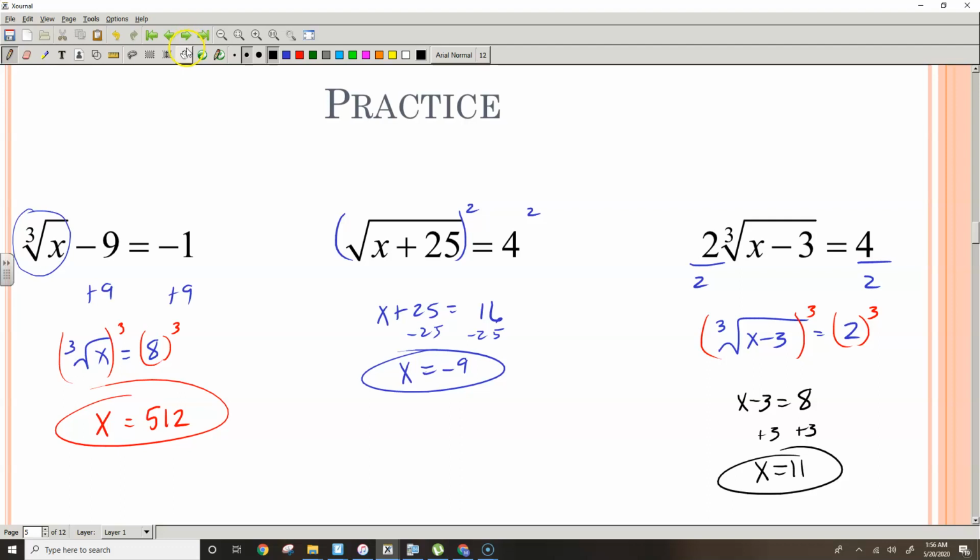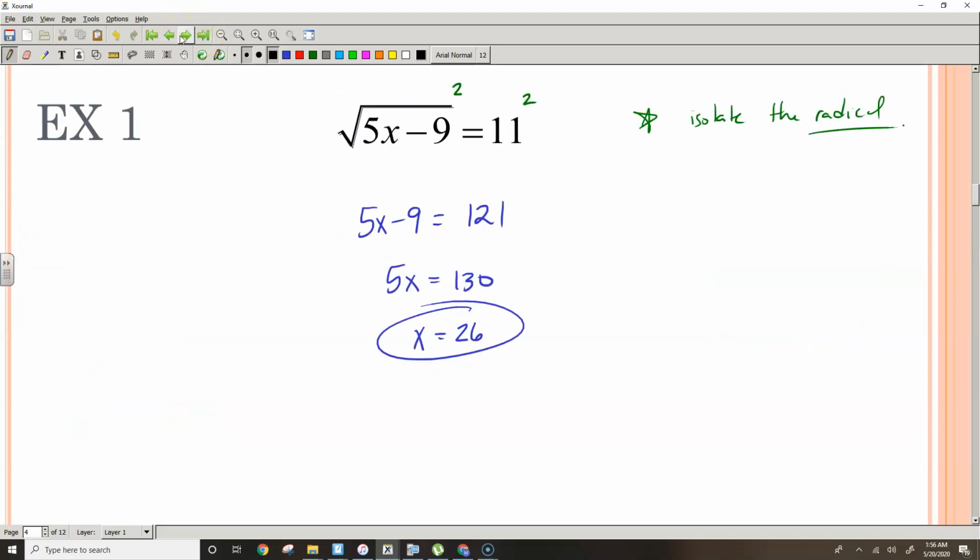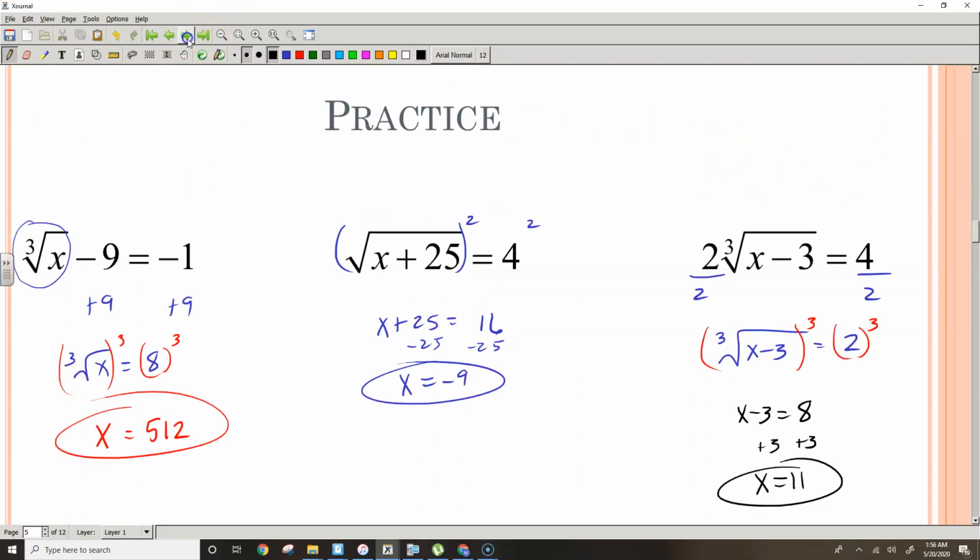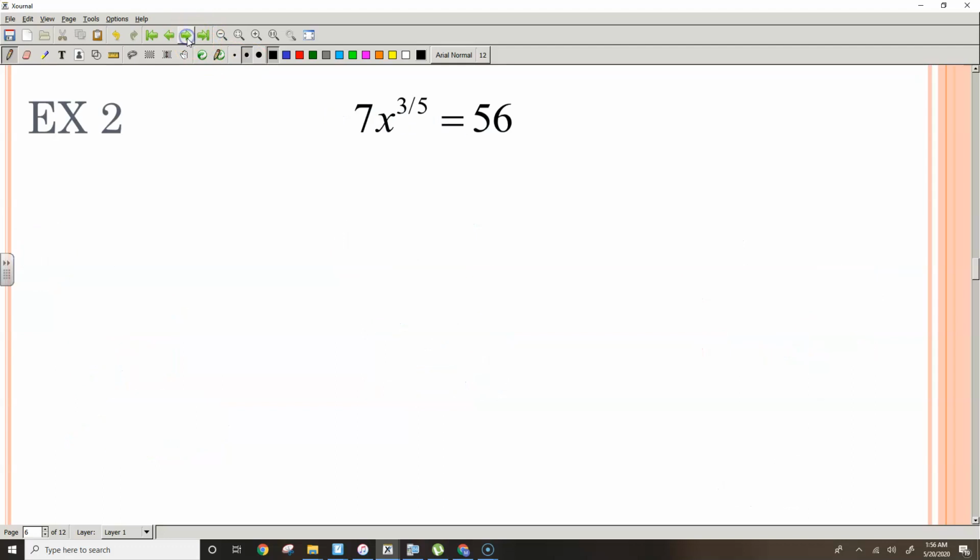And I think we've done these types of equations, or at least a little bit, in a previous chapter. So again, all we're doing in these problems is isolating the radical expression, and then taking the inverse of that, which is raising that expression to a number to get rid of that nth root. All right, so let's keep on going here.